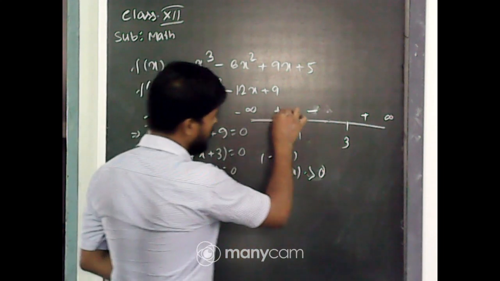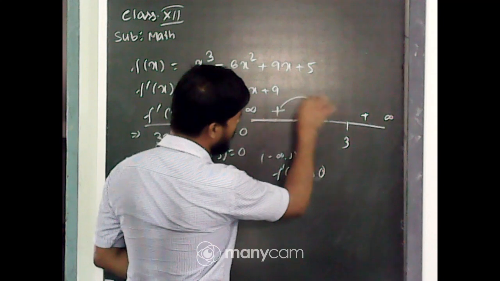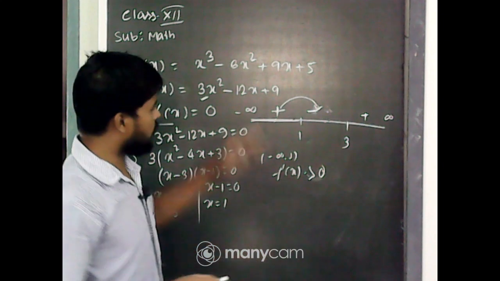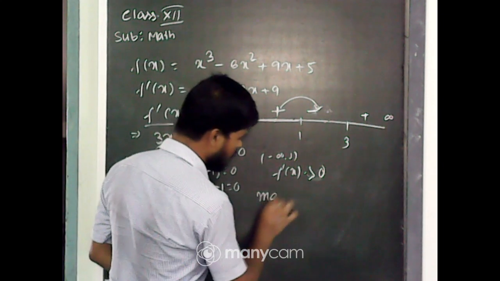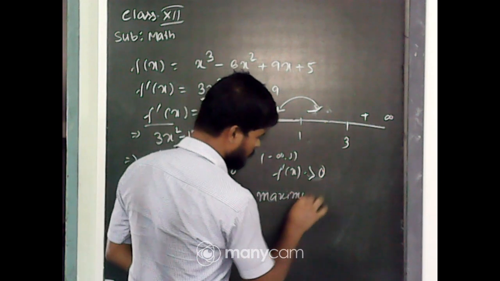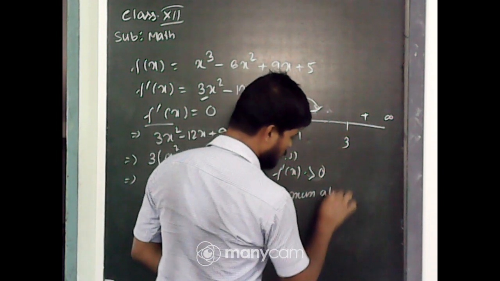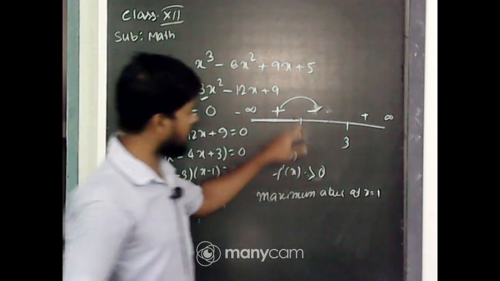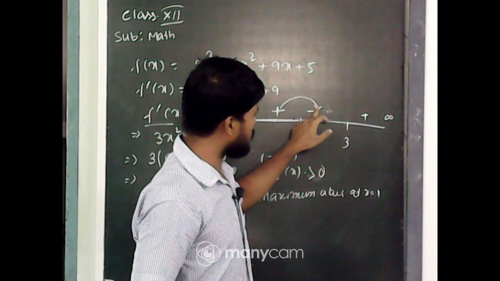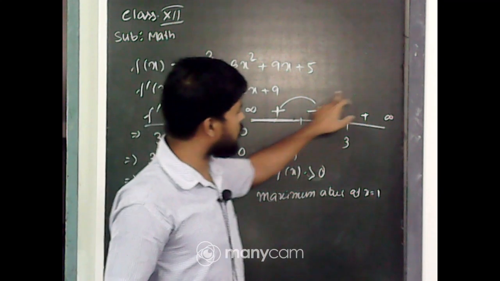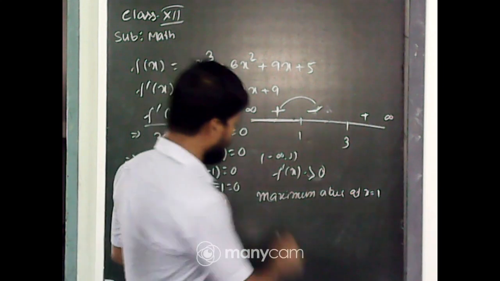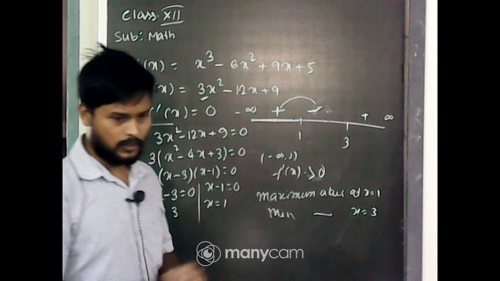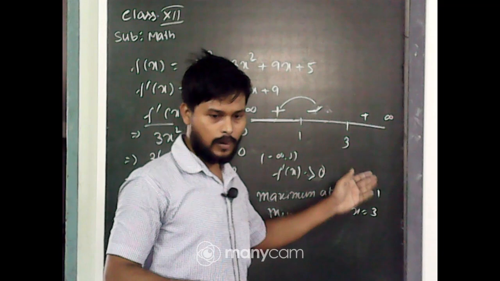Here the nature of f'(x) is changing from positive to negative. So what can we say? We can say that the function has a maximum value at x = 1. And here the nature of the function is changing from negative to positive. So we can conclude that it has a minimum value at x = 3. So we have calculated where the function has a maximum value and a minimum value.